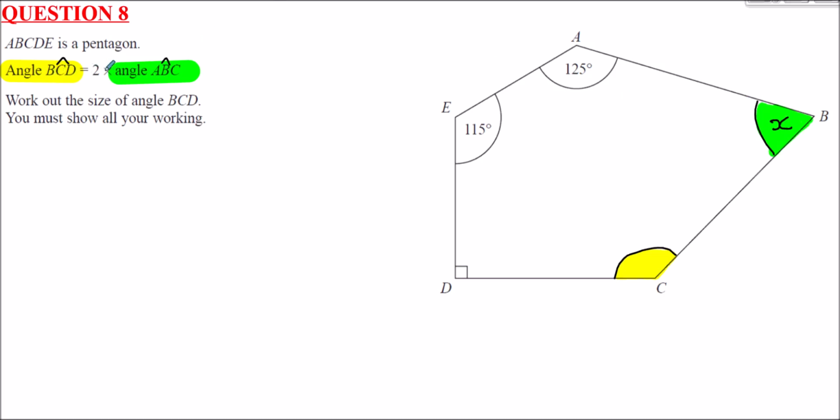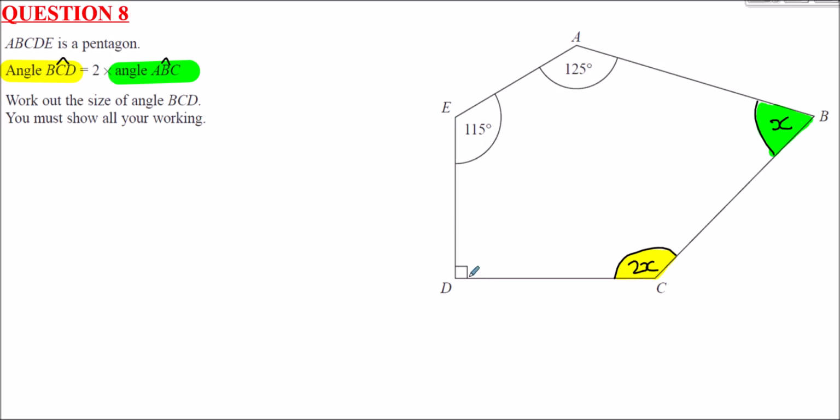Angle BCD is 2 times that. In other words, BCD is double this one. If I've called this X, this will be 2 times X, which is 2X. So what I said from before, the total of all the angles adds up to 540.